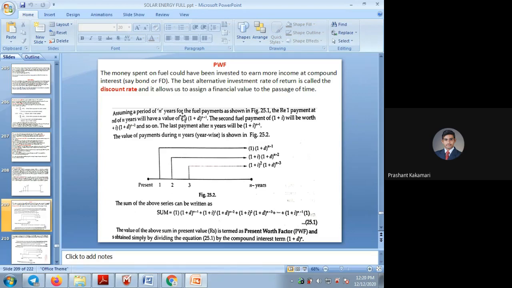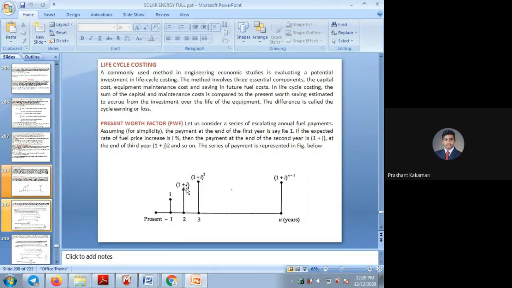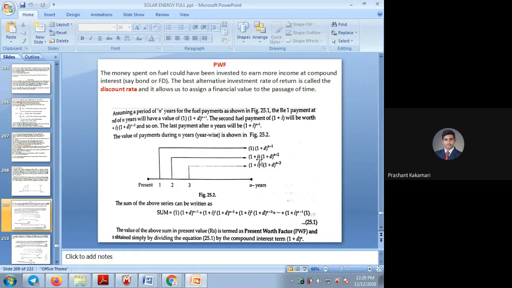So assuming a period of 10 years for the fuel payments, if you are going for the fuel payments, 1 rupee is the payment in the first year. See, in the first year 1 rupee is taken, with the discount rate considered as 1 plus d raised to n minus 1. Okay. For the second year, the 1 rupee is increased by 1 plus i with the fuel payments, so I have taken 1 plus i. The discount rate will be increasing, 1 plus d raised to n minus 2. So like this, all the discount rates are considered with the price of investment on the fuels and multiplied with that here. So the sum of the above series can be written as follows.